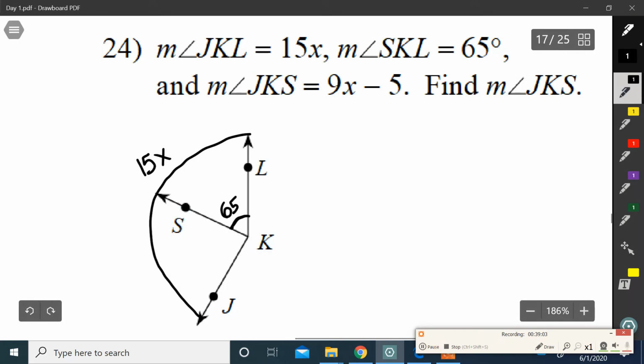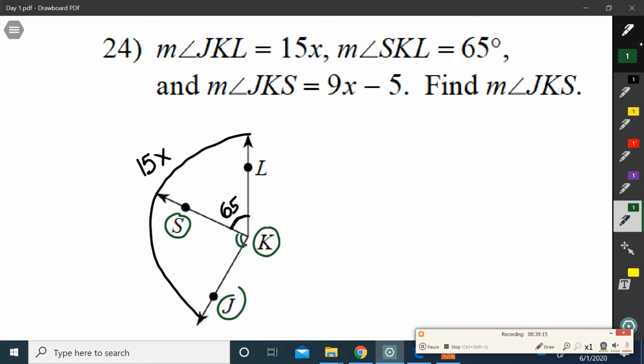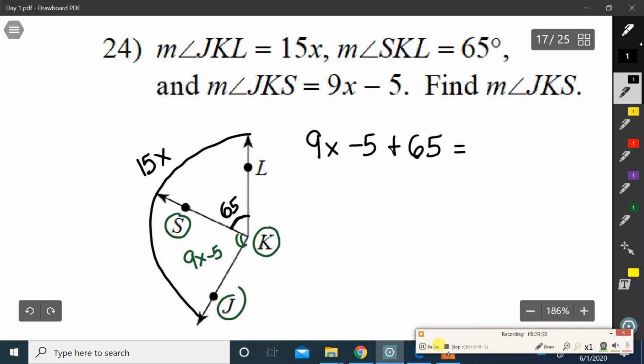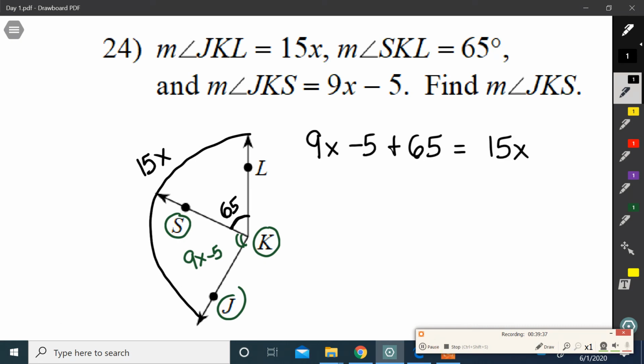Finally, we have JKS. We got J, K, and S. It's talking about this angle right there. So that angle right there, they're saying is 9x minus 5. So using the angle addition postulate, I know that 9x minus 5 plus 65 is equal to 15x, and I'm gonna use that equation to solve for x.